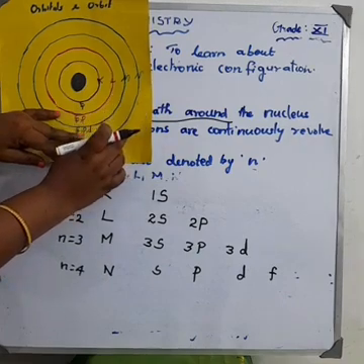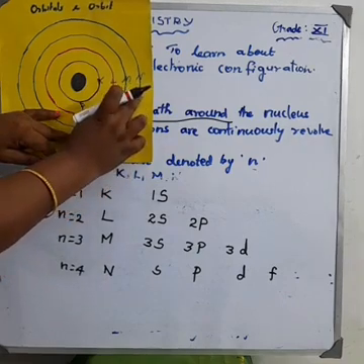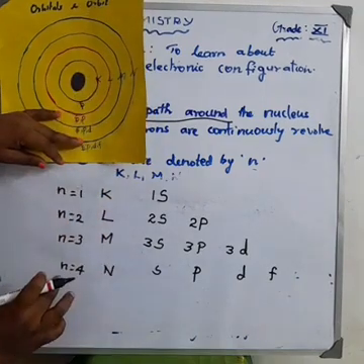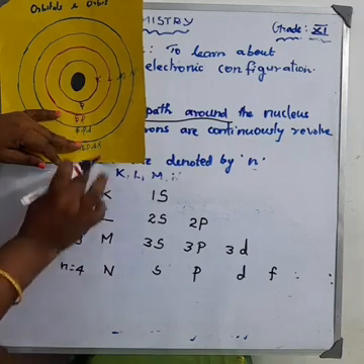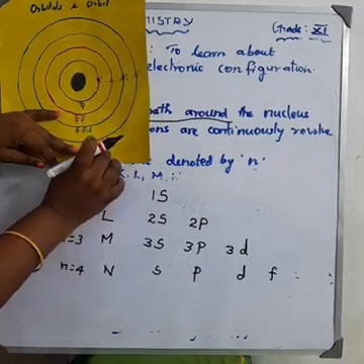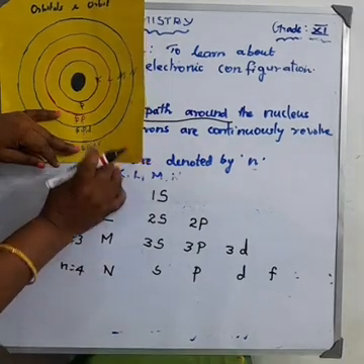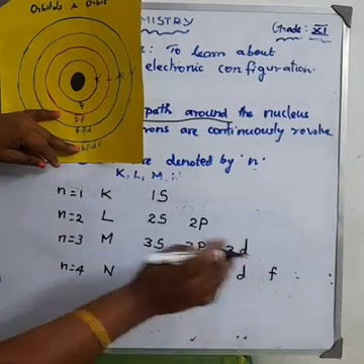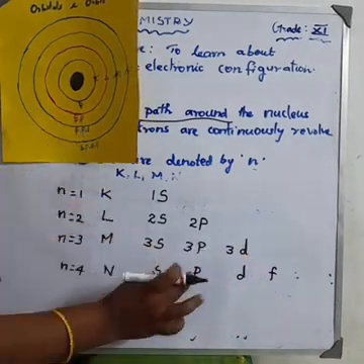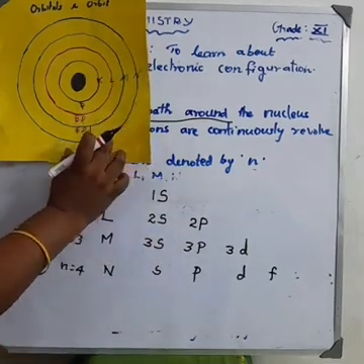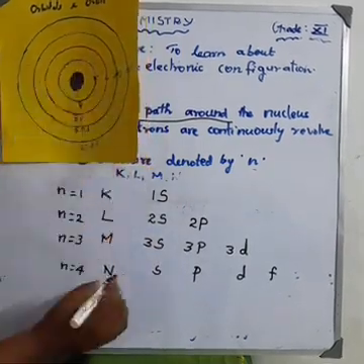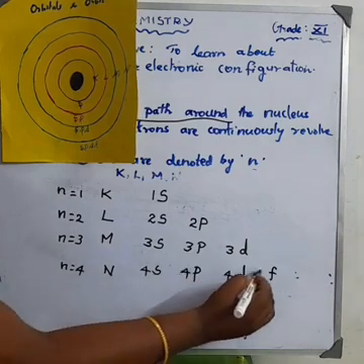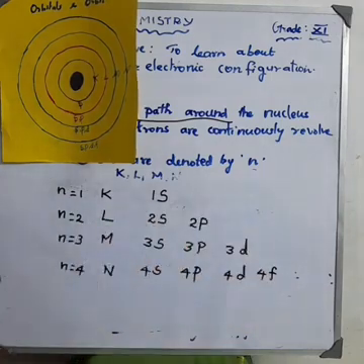N is equal to 4. The name of the orbit is N. So n is equal to 4 means 4 subshells, 4 orbitals are there: S orbital, P orbital, D orbital and F orbital. So these 4 orbitals are present in the 4th orbit. So 4s, 4p, 4d and then 4f.